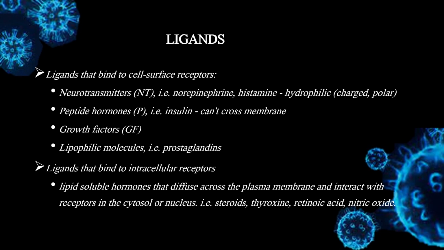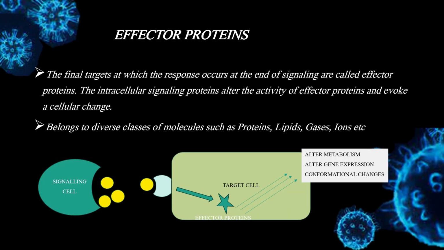And ligands that bind to intracellular receptors will be lipid soluble, so that they can diffuse across the plasma membrane and interact with the intracellular receptors which are present in cytosol or nucleus. For example, steroids, thyroxine, retinoic acid, nitric oxide, etc.